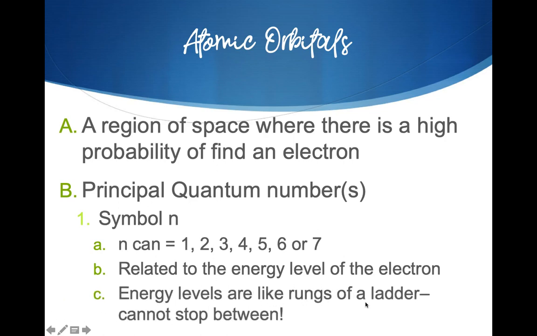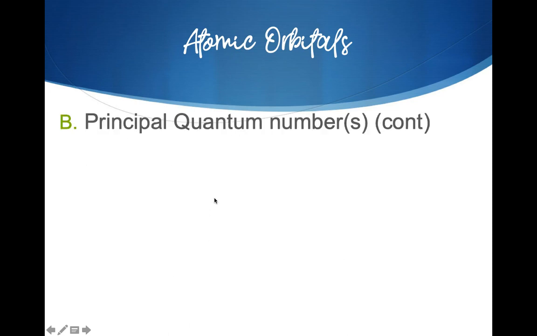Energy levels are like rungs of a ladder you can't stop between. So there's not a 1.8 level or a 3.2 or 6.5. You're either staying on 1 or you go all the way to 2. Stay on 2 or go all the way to 4 if you got lots of energy added, that kind of idea. So you can't stop in between them. But that n is energy level, and that is your principal quantum number.